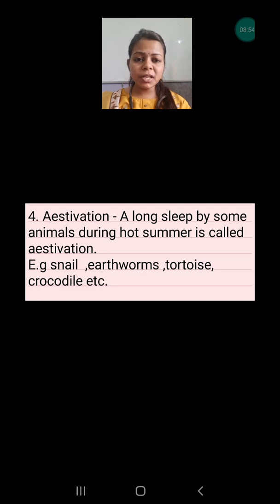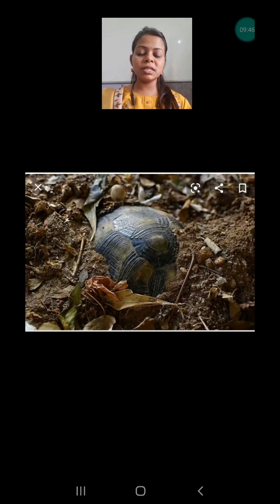Now next is estivation. It is a sleep. Which type of sleep? A long sleep. Long means they sleep for a whole season. Which season? Summer season. That means if animals are sleeping for the whole summer, that long sleep is known as estivation. Now the question is why they do so. Because in the summer season they are not active, they cannot find a sufficient amount of food. So animals like earthworm, snail, turtle or crocodile eat a huge amount of food and go to sleep for the whole summer. This is the inactive period for them, which is known as estivation. So in short, estivation is a long sleep during the summer season.